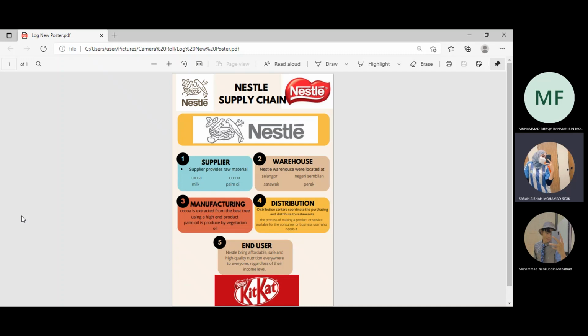For example, cocoa is extracted from the best tree using a high-end product. Palm oil is produced from vegetable oil. The fourth stage is distribution. Distribution is the movement of finished product to customers in market distribution. In market distribution, the end customer represents the final destination.